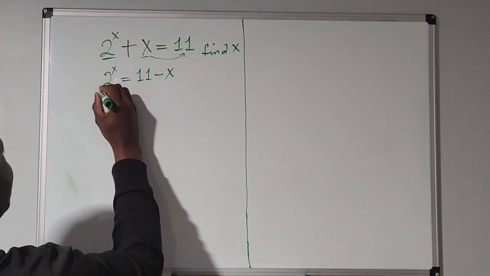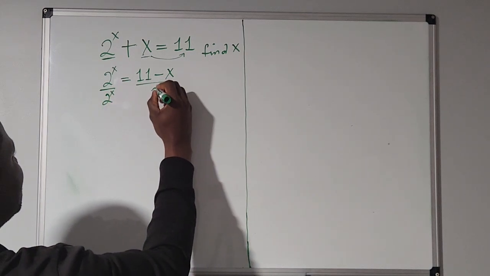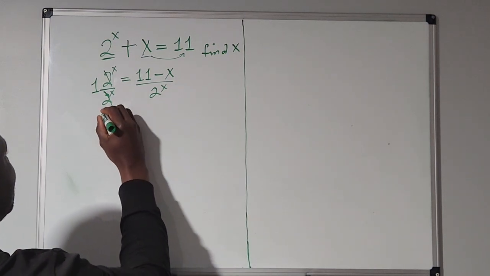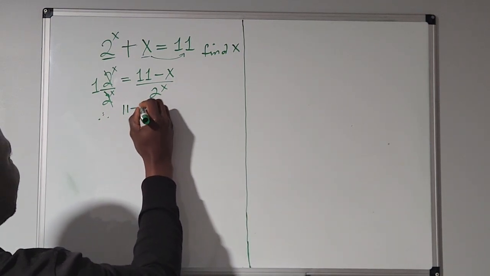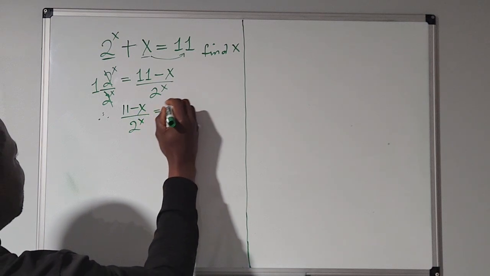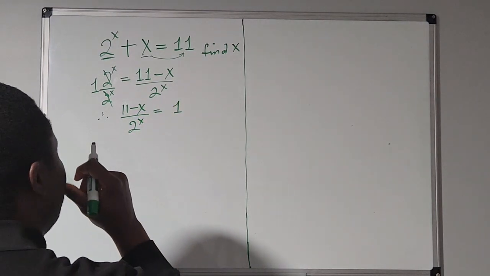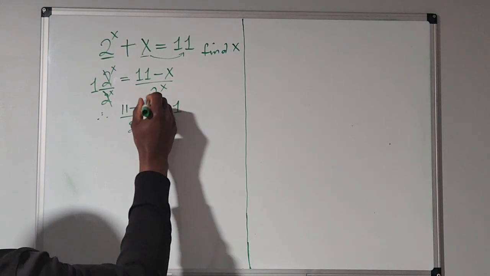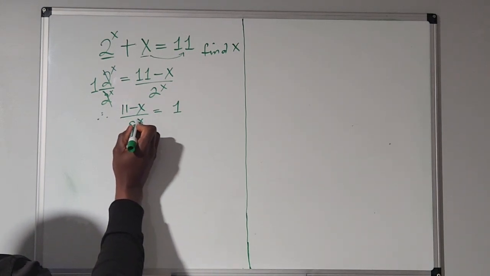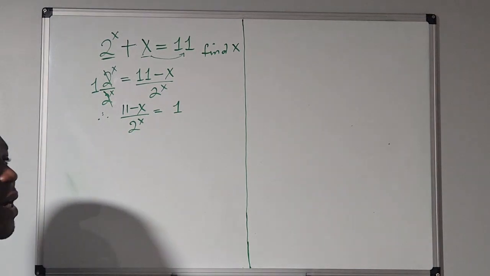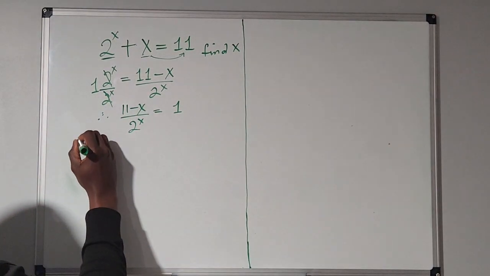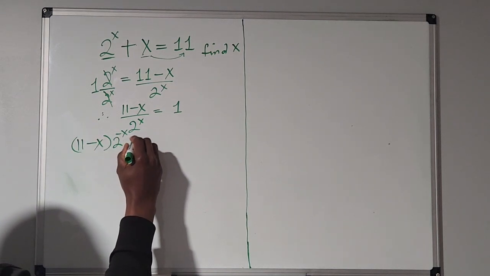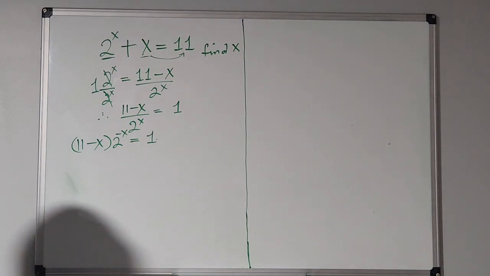Now, if we divide through by 2 raised to the power x, we have 1. Therefore, we have 11 minus x over 2 raised to the power x equals 1. Now we can rewrite this and bring this 2 raised to the power x over to the top. And when that happens, this x at the power gains a negative sign. Okay, so now we have that 11 minus x, 2 raised to the power minus x is equal to 1.